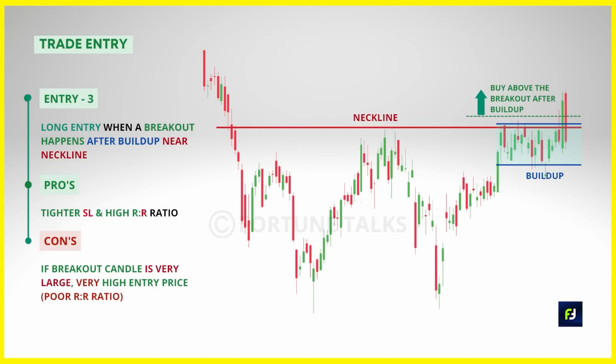Now the advantage of using this method is obviously the tight placement of stop loss and an improved reward to risk ratio, and also a very good entry price. But the drawback is that the range of the breakout candle can be huge and you will be buying at a much higher price. Now what if the market does not form a build-up, or it forms a huge breakout candle and still continues to head higher?